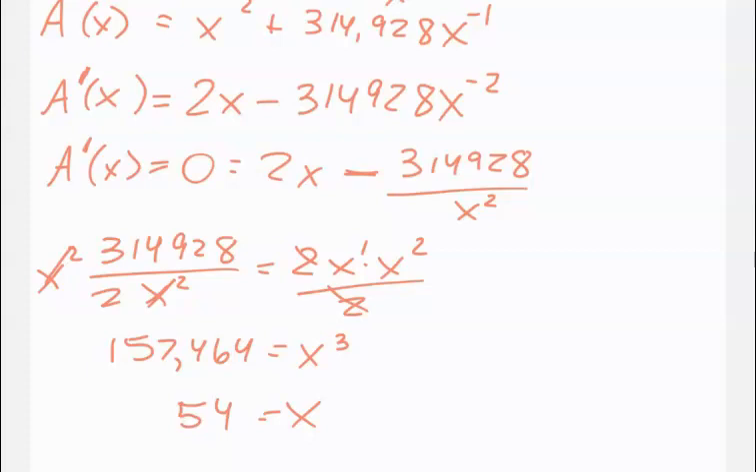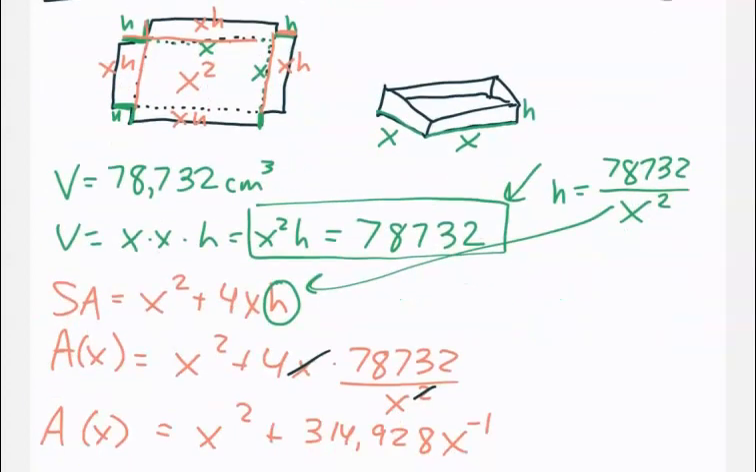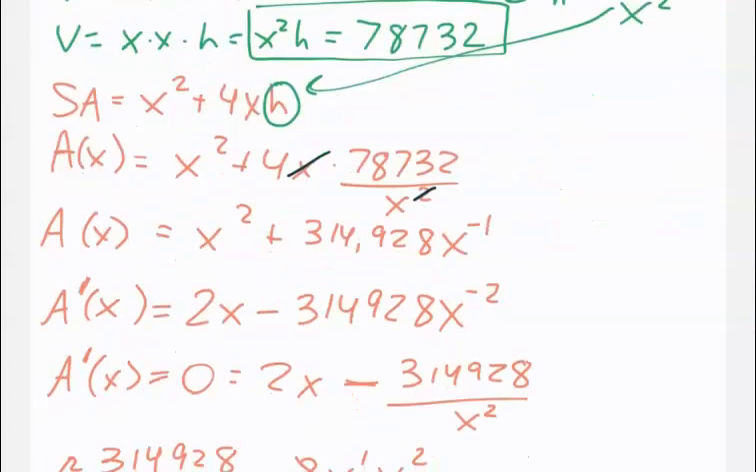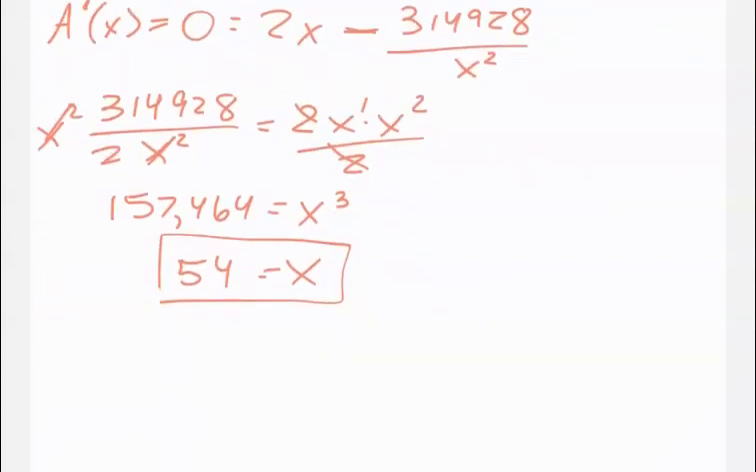All right, then we have to be careful what they're asking for in the question. So we know the first derivative equals 0 when x equals 54. So that's when that happens. Think about back up here what x represents. X is the size of the bottom of the box. So the bottom of the box is 54 by 54 centimeters.